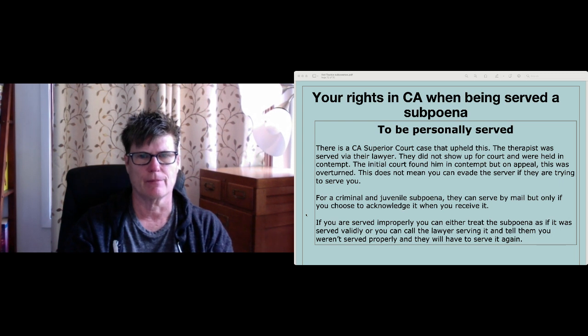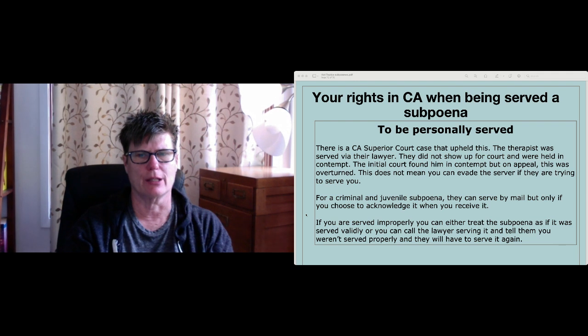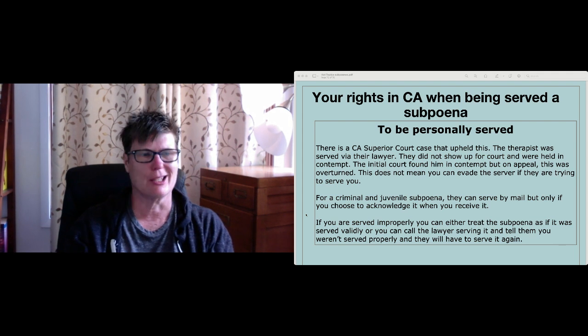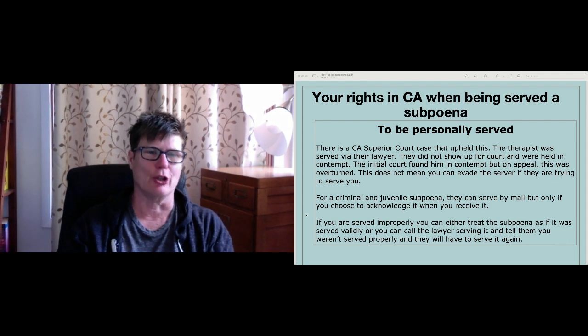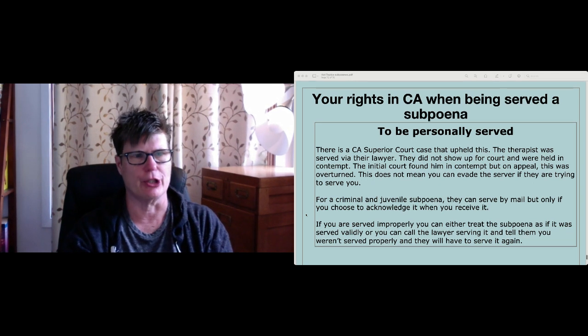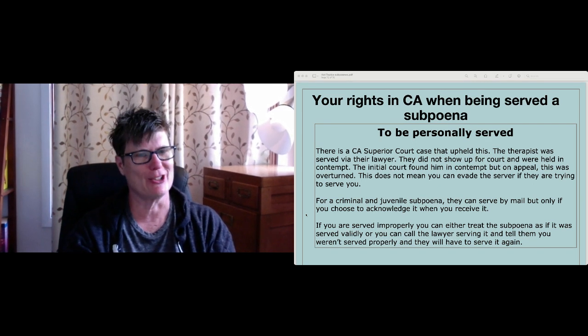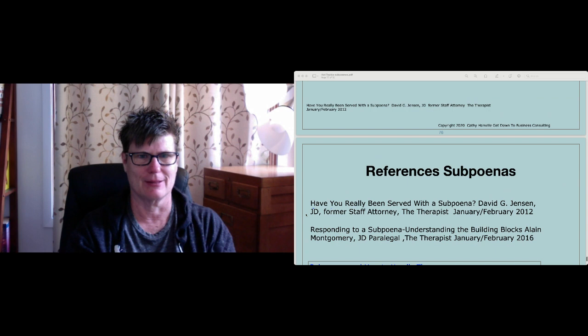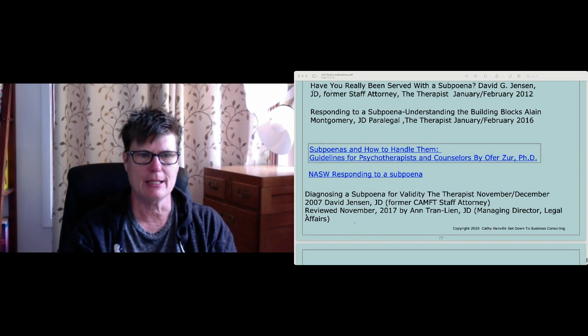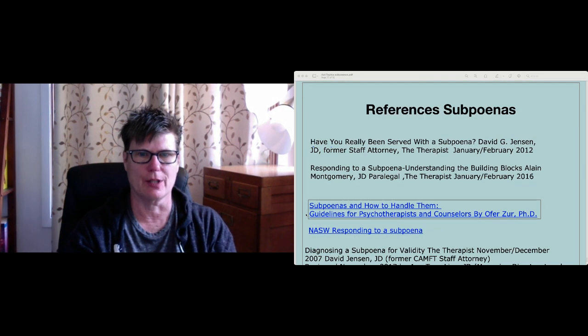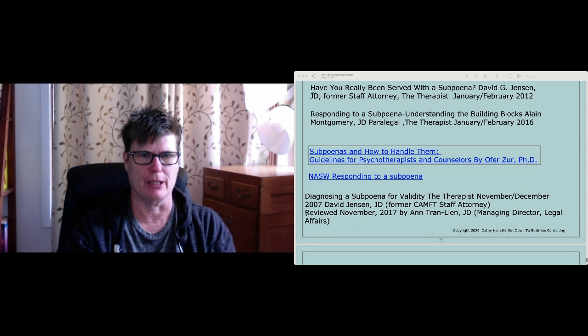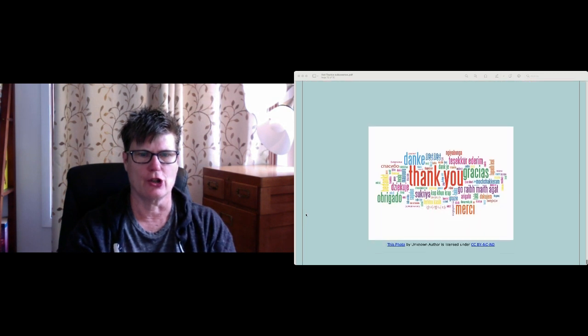If you are served improperly, you can either treat the subpoena as if it was served validly, or you can call the lawyer serving it, tell them you weren't served properly, and then they have to serve it again. So, ultimately, you're probably going to get served, so you can figure out what to do with it. Again, talk to your malpractice insurer lawyer about those things. And there are some great articles that CAMFT had around subpoenas that I encourage you to look at.